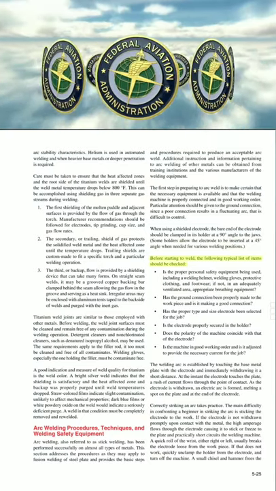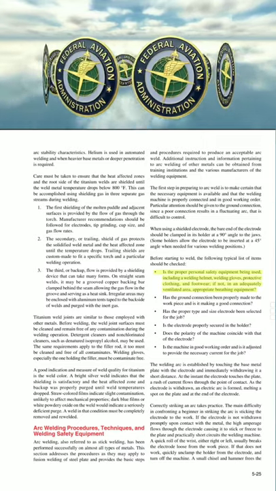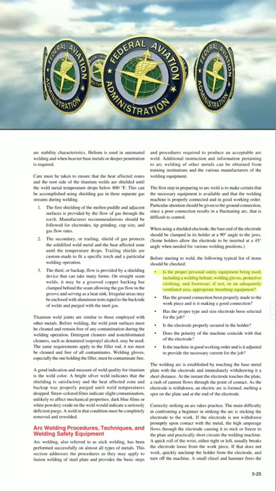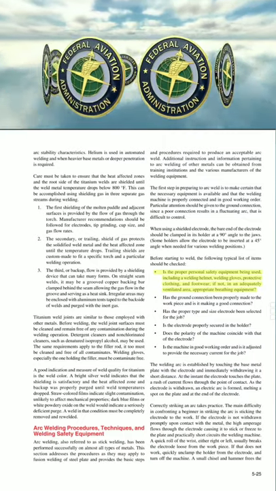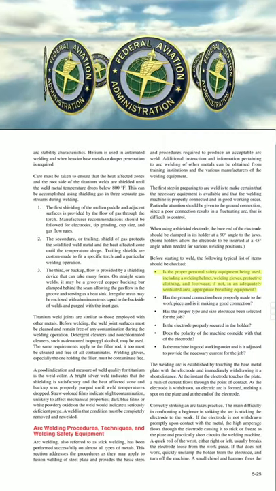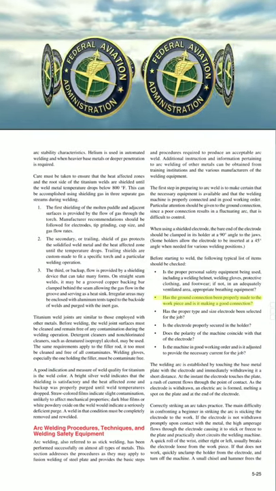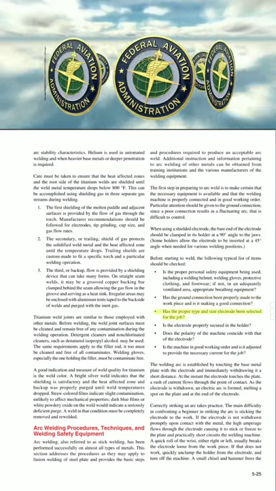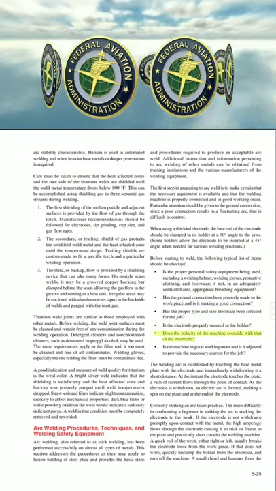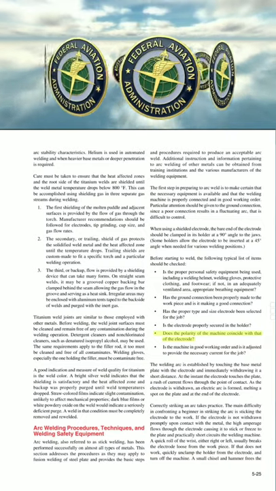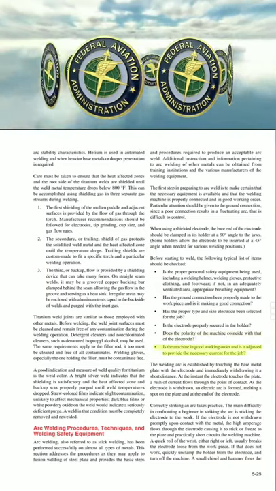Before starting to weld, the following typical list of items should be checked. Is the proper personal safety equipment being used, including a welding helmet, welding gloves, protective clothing, and footwear? If not in an adequately ventilated area, appropriate breathing equipment? Has the ground connection been properly made to the workpiece, and is it making a good connection? Has the proper type and size electrode been selected for the job? Is the electrode properly secured in the holder? Does the polarity of the machine coincide with that of the electrode? Is the machine in good working order, and is it adjusted to provide the necessary current for the job?